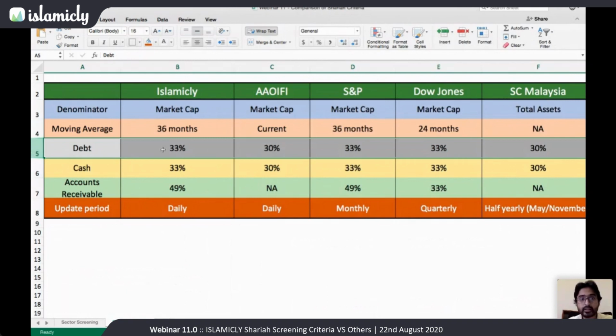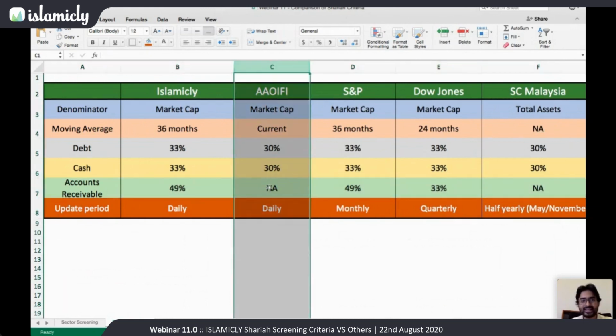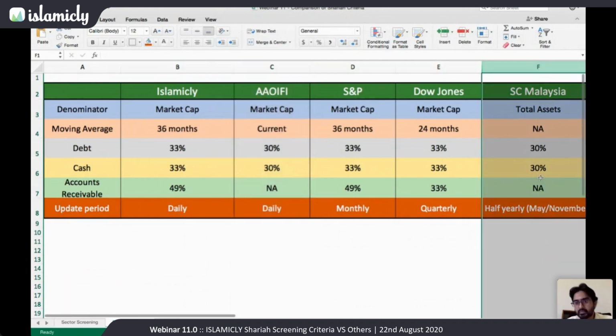The ratios are debt. So total interest-bearing debt to 36 months average market capitalization should be 33% in Islamically, 30% in AOF, 33% in S&P, 33% in Dow Jones, and 30% to total assets for SC Malaysia. Similarly, the ratio for cash and accounts receivables is only applicable for Islamically criteria, S&P criteria, and Dow Jones criteria. AOF is silent on accounts receivables, hence this ratio is not applicable. SC Malaysia is also silent on it. That means they do not have a ratio for measuring accounts receivables to total assets.